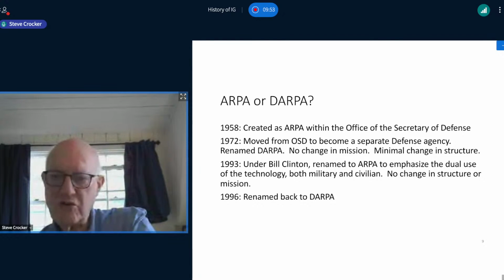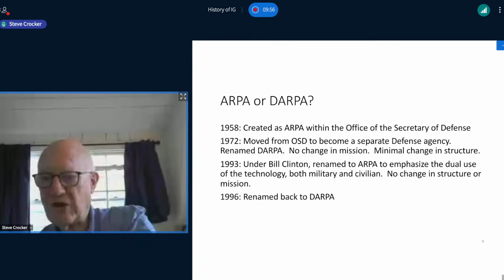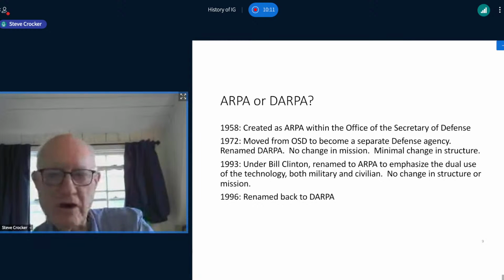In 1972, it was moved out of the Office of Secretary of Defense to become a separate defense agency and renamed DARPA, so it acquired the initial D. Didn't mean any change at all of significance. And then 20 years later, under Bill Clinton, taking advantage of the fact that a lot of what ARPA had actually accomplished was not only useful for the military, but useful for civilian use as well, they wanted to emphasize the dual use and change the name back to ARPA. That lasted only a few years, and it was renamed back to DARPA.